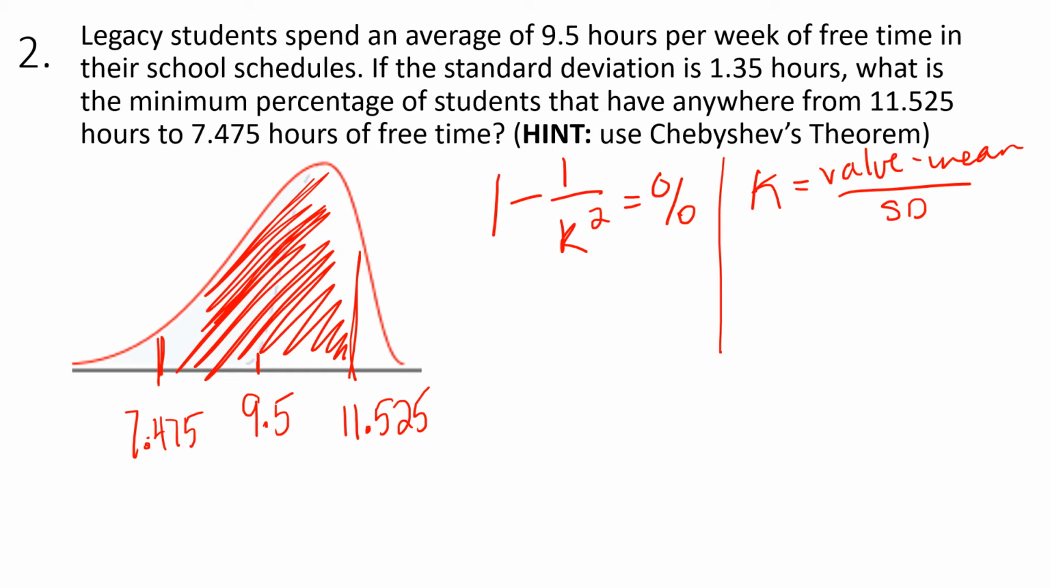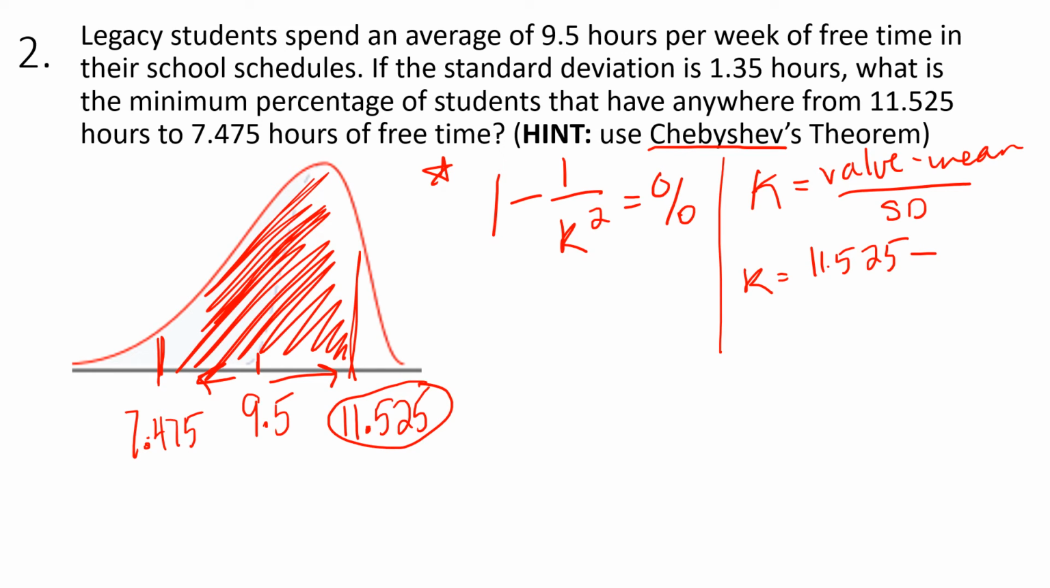And remember, k is how many standard deviations we are away on the left and right hand side from the mean. So before we can use this formula to find what the percentages of students that spend anywhere from 7.25 to 11.5, we have to find what k is, or how many standard deviations we are away from the mean. When we're using this formula, k is equal to value minus mean over standard deviation, in the context of Chebyshev, we can pick either of the two values. So I always pick the positive value, and you guys know that.